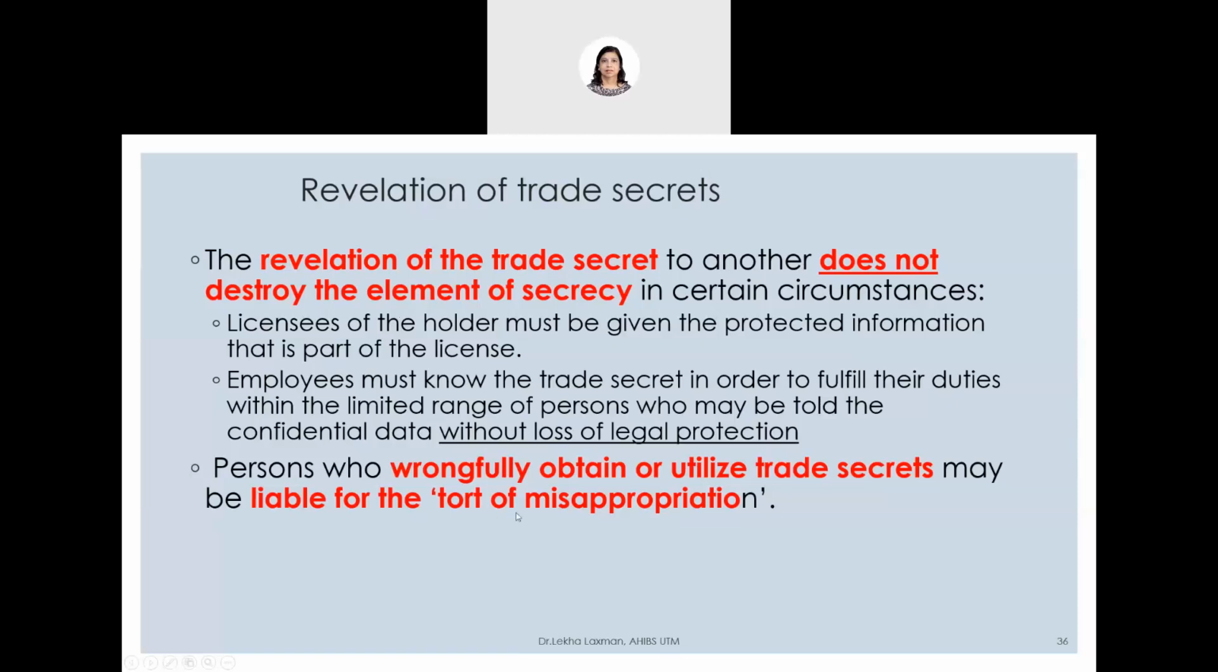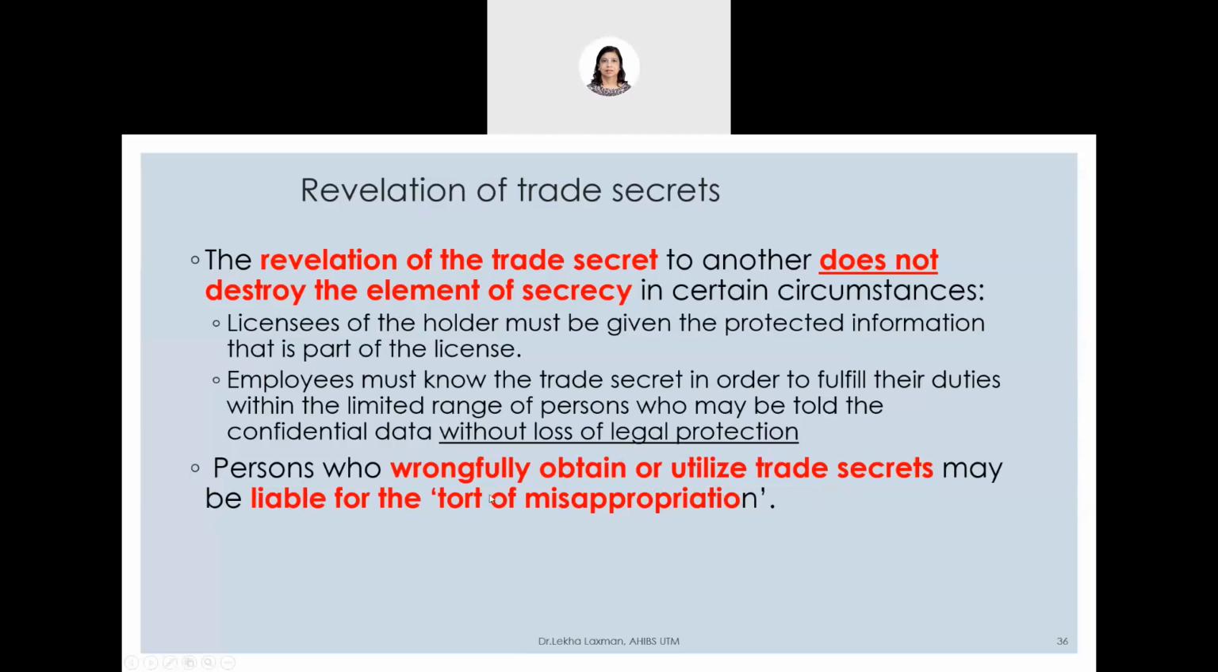Basically, misappropriation means stealing. But they use the word appropriate. Misappropriate means wrongfully taking away. So if a person takes away your business secrets, especially your employees, your ex-employees, you can actually sue them for the tort of misappropriation because they have either wrongfully obtained or utilized the trade secret.